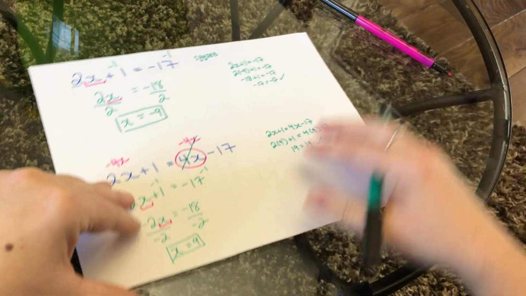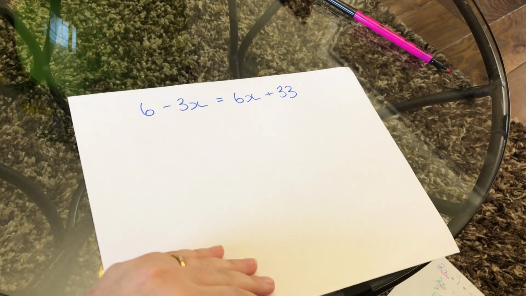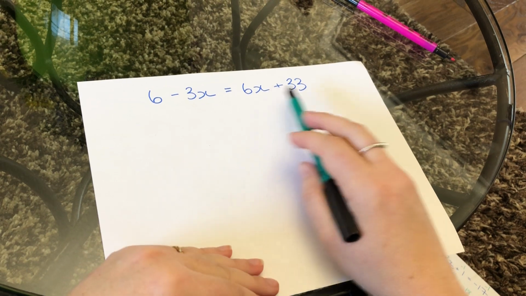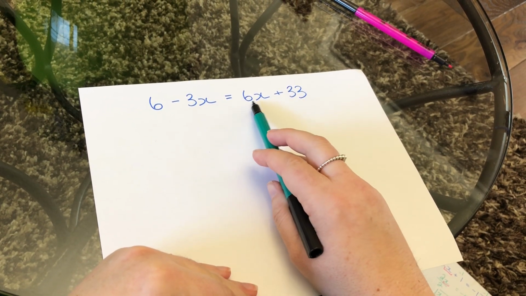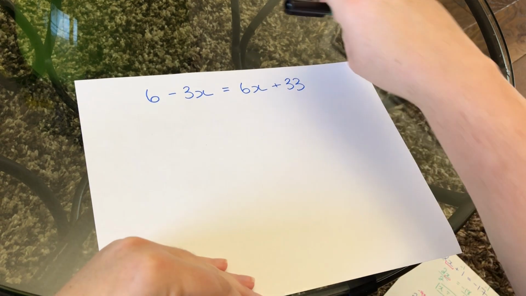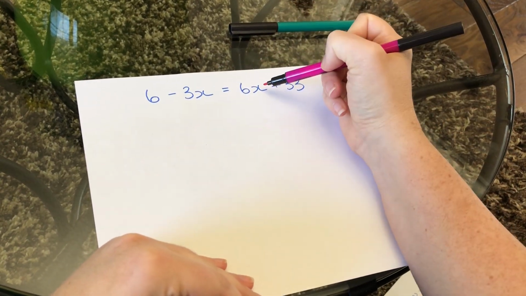Okay, one more quick example just to make sure that you see how this works. So I've got another equation here. I've got 6 minus 3x equals 6x plus 33. I want to get the x by itself, but again, I've got that problem of having x's on both sides.